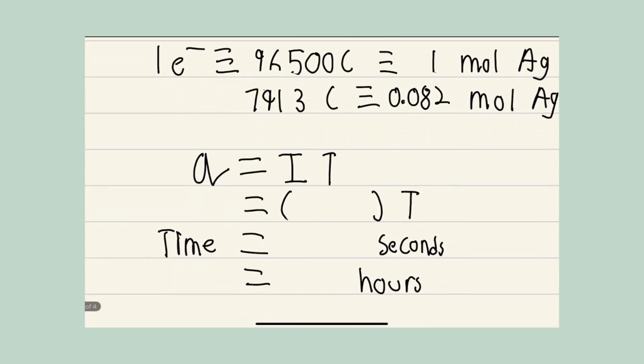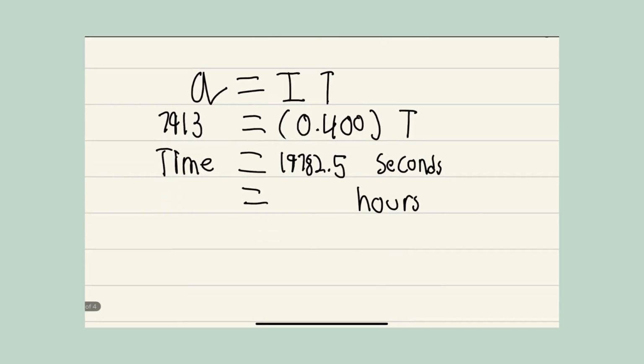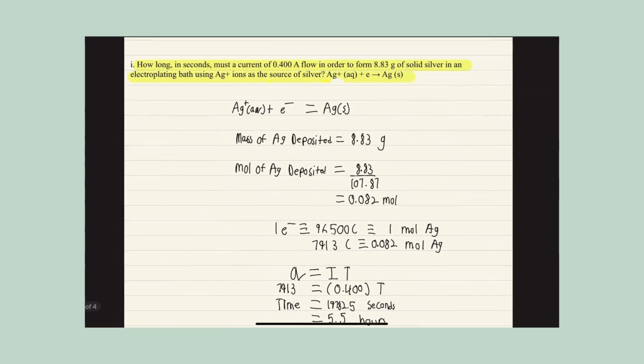Based on this equation, we can use Q equals IT. We're just filling in the information, where Q in this case is 7913, and the current that flows through is 0.4. Now we just move things around and you'll get 19782.5 seconds, which if we convert it to hours, you will get somewhere around 5.5 hours. So that's for our first question, guys.